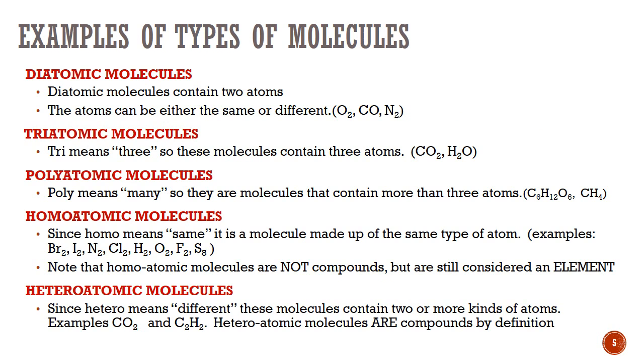All right, and again, a review. Diatomic molecules are those that have two atoms. They could be the same or they could be different. If they're the same, they're homoatomic molecules. If they're different, they're heteroatomic molecules. You can have triatomic molecules, which have three atoms, or polyatomic is what we use if there's more than three generally.